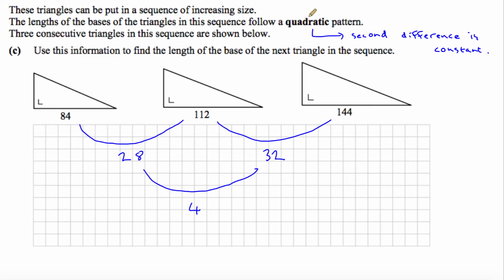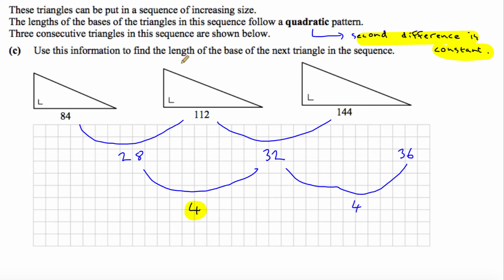Now, because they told us in the question that this is a quadratic pattern, this second difference of 4, which I'm just going to color code here for you, the second difference is constant. So here's our second difference. So that means that if it's constant, if we go to our next difference here, it's still going to be a jump of 4. So that means our next number here will be 28 plus 4 is 32. 32 plus 4 is 36. So we have this number here now.